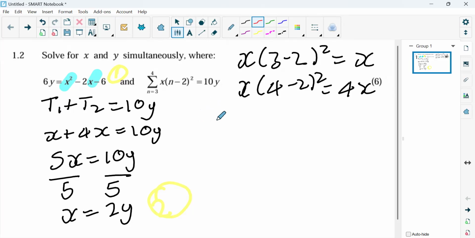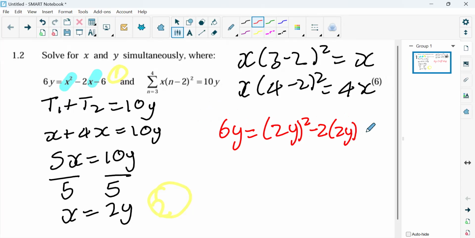Now let's start to work. We have 6y, which is equivalent to open bracket 2y, and then we square it. Then we have minus 2, open bracket 2y, minus 6. Now we're going to work it out. We're going to have 6y.